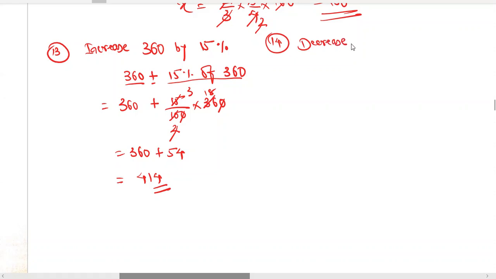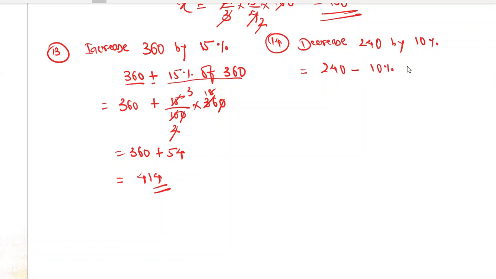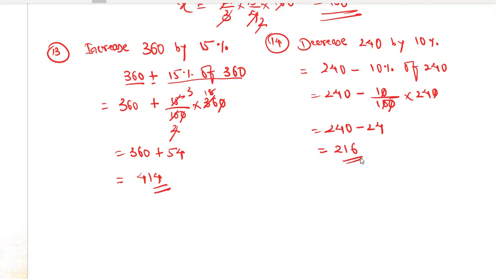Decrease 240 by 10%. So 240 minus 10% of 240, that is 240 minus 10 upon 100 multiplied by 240. Okay, so this 0 will cut here, this 0 will cut here, so 240 minus 24, that is 216, right? So decrease, basically that's why I put minus sign.